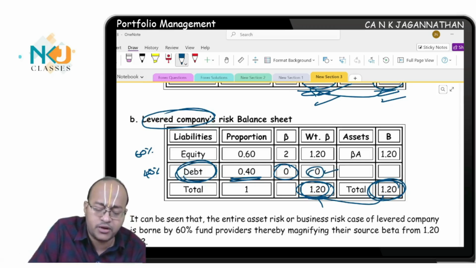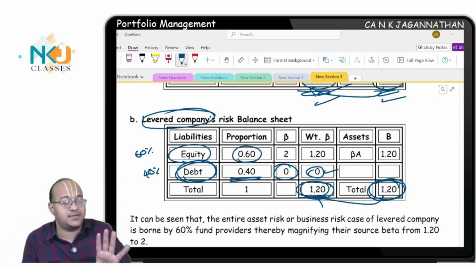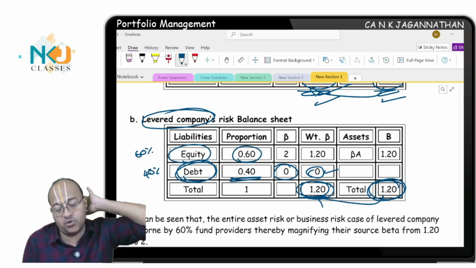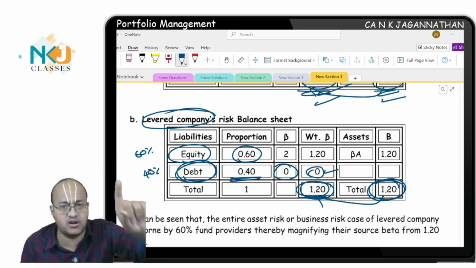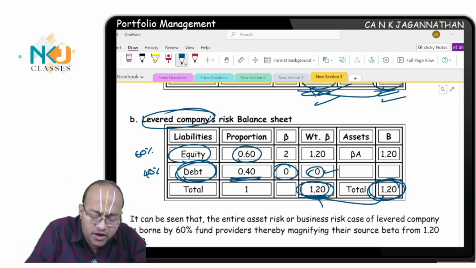Now the 1.2 should be borne by the equity holders alone, which means 100% of the risk should be borne by only 60% of the shareholders, or 60% of the stakeholders. Are you listening to what I am trying to say? Here, 1.2 is the weighted risk, and the proportion is only 0.6. So how much is the real equity beta? It is getting magnified to 2.